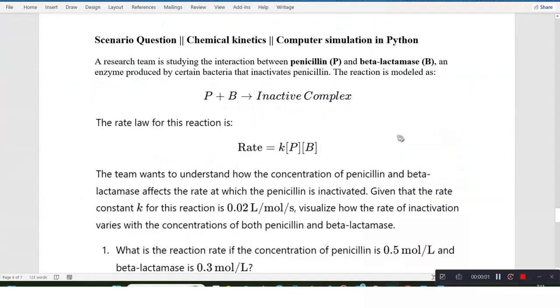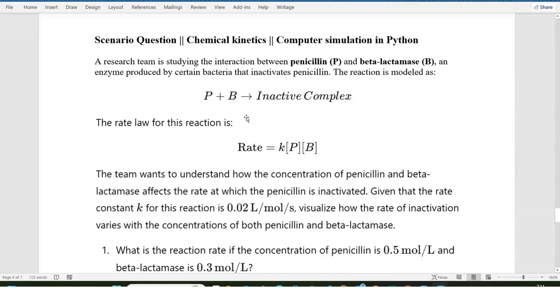Hey dear viewers, we are here again to talk about chemical kinetics, another application where we are using computer simulation in Python language. So the scenario that we are having says that a research team is studying the interaction between penicillin P and beta-lactamase B, an enzyme produced by certain bacteria that inactivates penicillin.